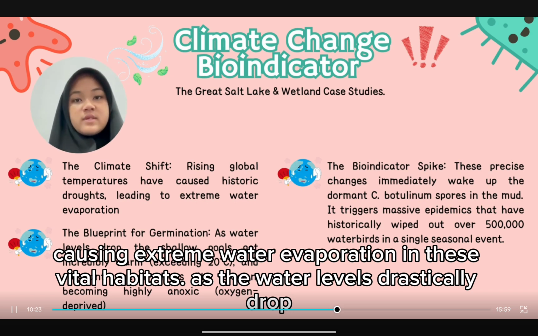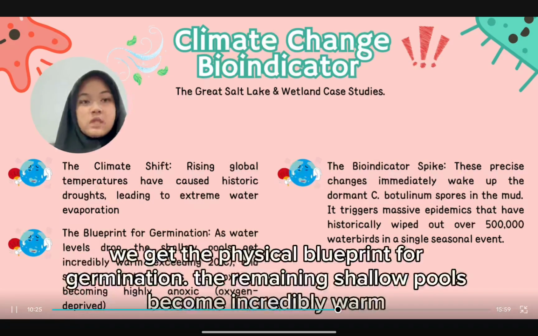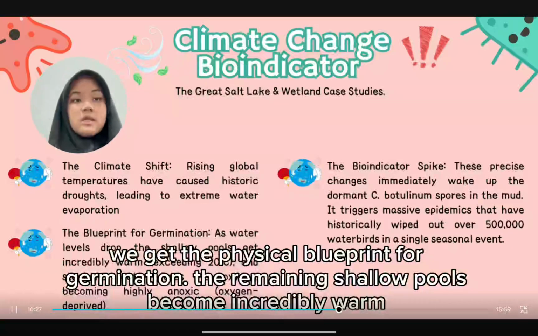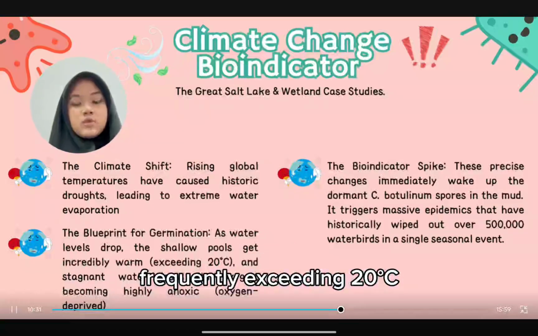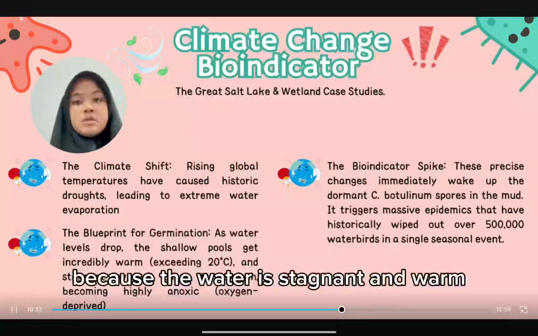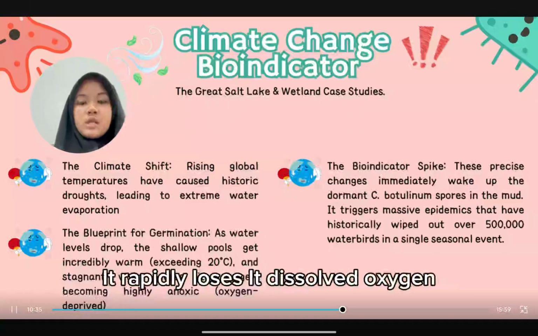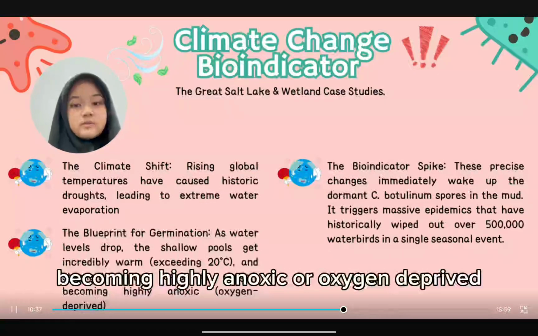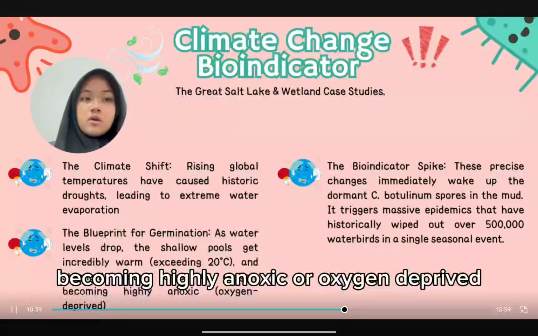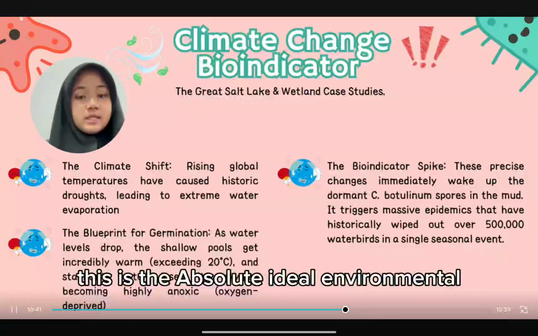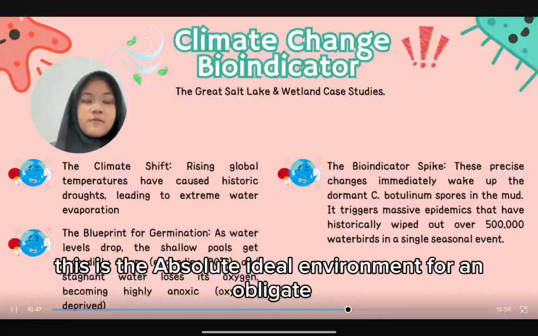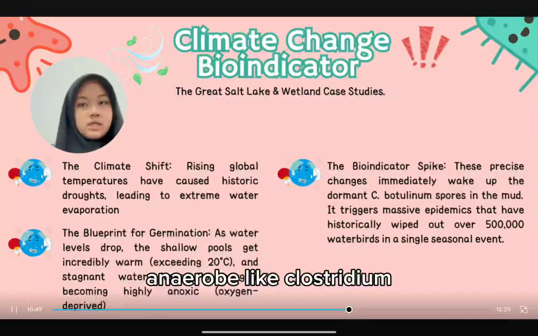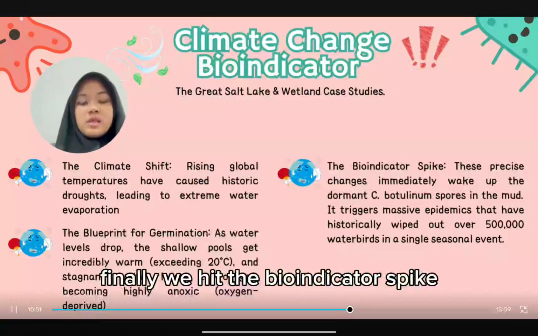As the water levels drastically drop, we get the physical blueprint for germination. The remaining shallow pools become incredibly warm, frequently exceeding 20 degrees Celsius. Because the water is stagnant and warm, it rapidly loses its dissolved oxygen, becoming highly anoxic, or oxygen deprived. This is the absolute ideal environment for an obligate anaerobe like Clostridium.